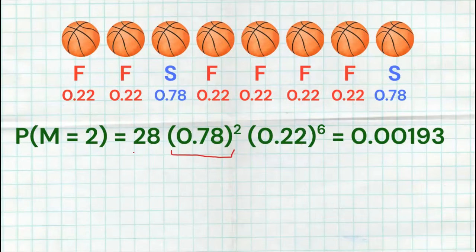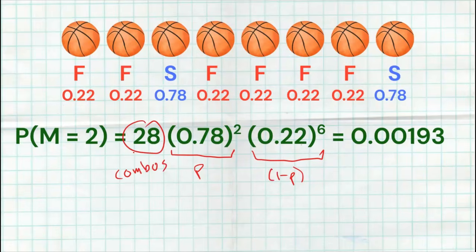So we have 2 makes, that's our probability of success. 6 misses, that's our probability of failure. And then we have the 28, which is how many different combos there are. There are 28 different combinations.